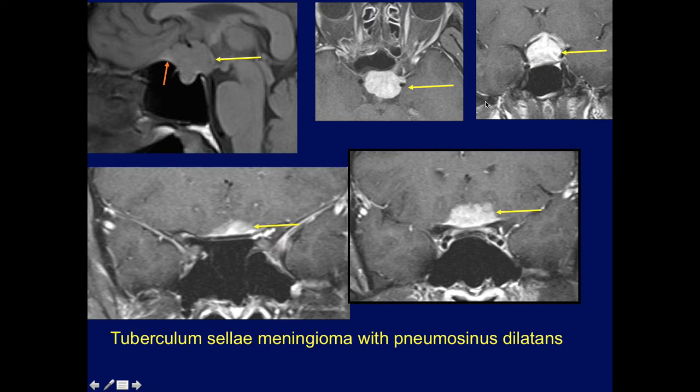Now, this excessive pneumatization can also involve the sphenoid sinus itself. Here's a large meningioma of the tuberculum sellae, which is growing back behind the sella. And notice the height of the sinus usually should be at the same level as the planum, as the olfactory groove. This is expanded, again, Pneumosinus Dilatans, secondary to this meningioma.